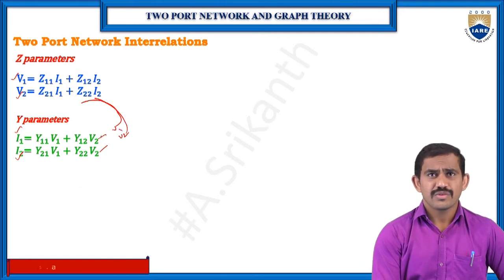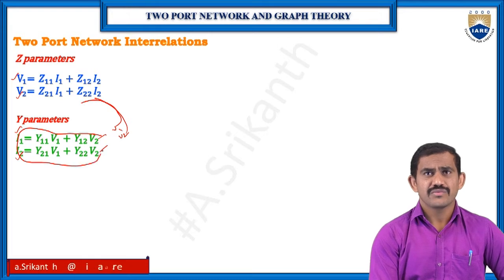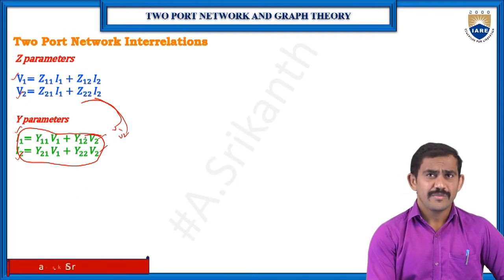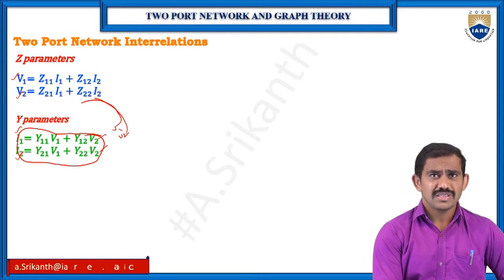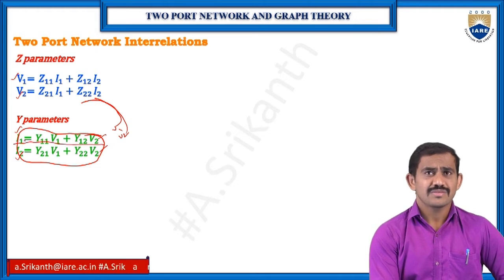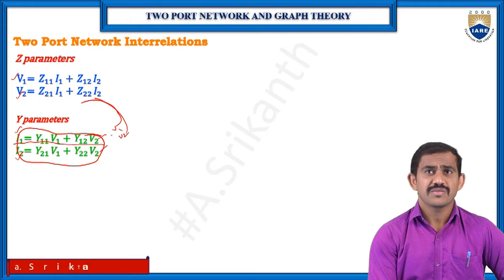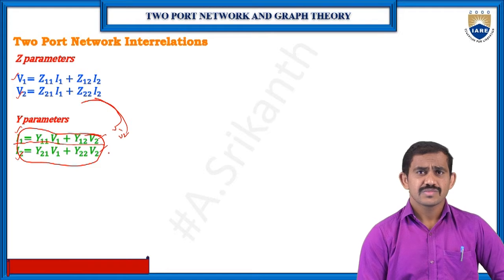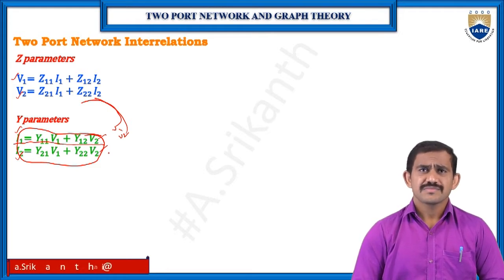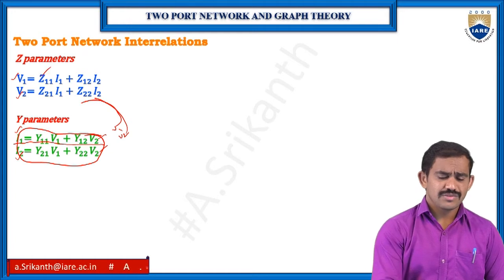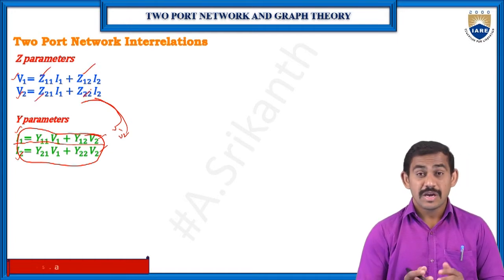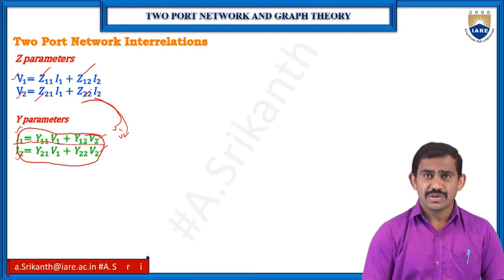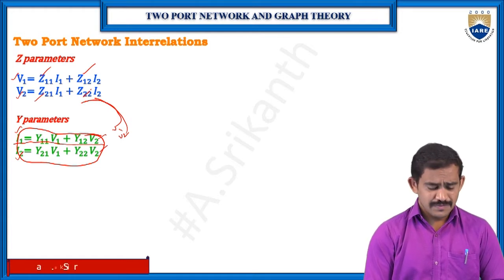Moving to Y parameters, I know the Y11, Y12, Y21 and Y22 values. If I know the Y parameters, I want to find out the Z parameters. So you can convert the Y parameters' I1 and I2 equations into V1 and V2 equations, then compare with the Z parameter values: Z11, Z12, Z21, Z22. When the I1, I2 equations are converted into V1, V2 equations, it is very simple if you observe clearly.